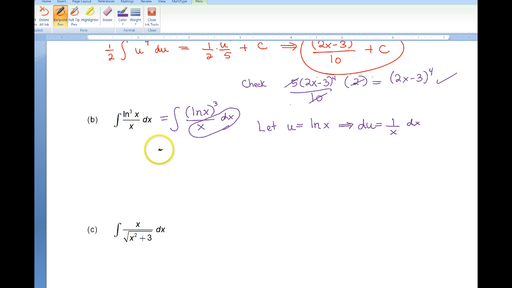Let me rewrite this real fast. If I rewrote this as (ln of x) to the 3rd times 1 over x dx, is that the same thing as what I have above? Yes. When you have x in the denominator, it's the same thing as 1 over x. So now you can see, this is du, and this is u to the 3rd. So I have u to the 3rd du.